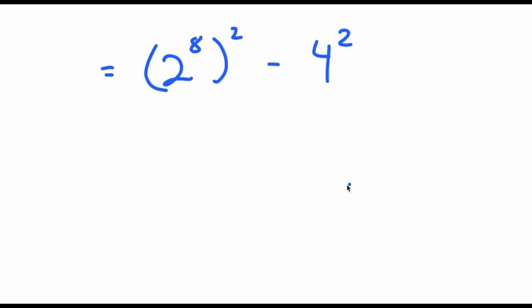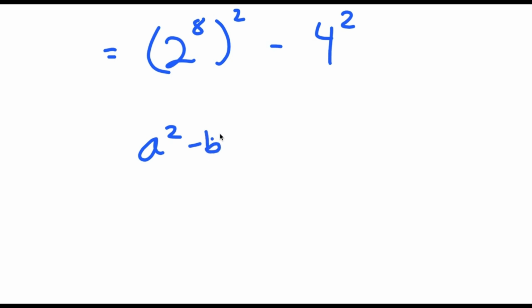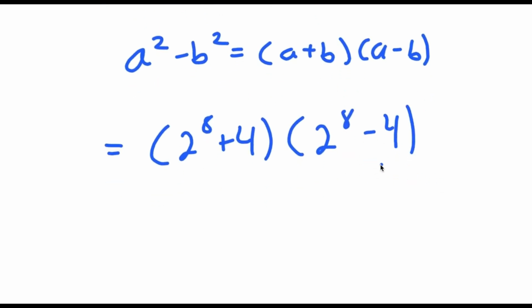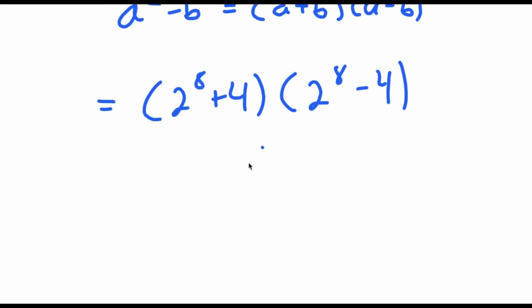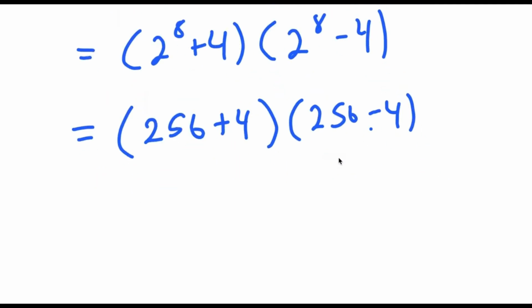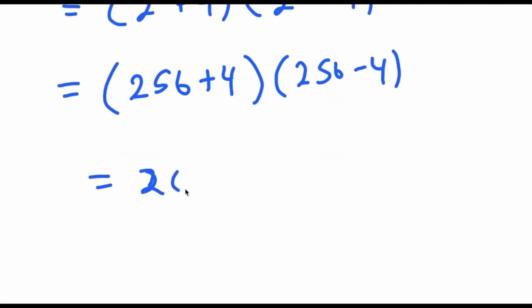squared. And now if I have something in the form a squared minus b squared, this is equal to a plus b times a minus b. So this turns into 2 to the power of 8 plus 4 times 2 to the power of 8 minus 4. Now 2 to the power of 8 is the same thing as 256, so I get 256 plus 4 times 256 minus 4, which is equal to 260 times 252.